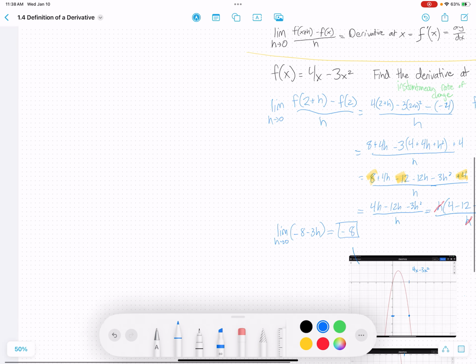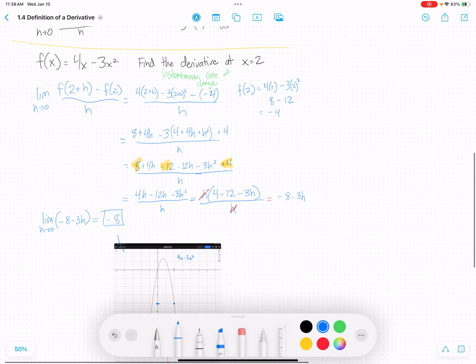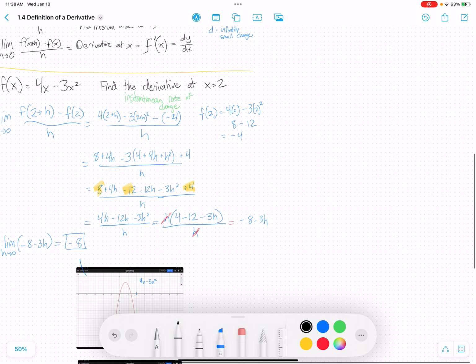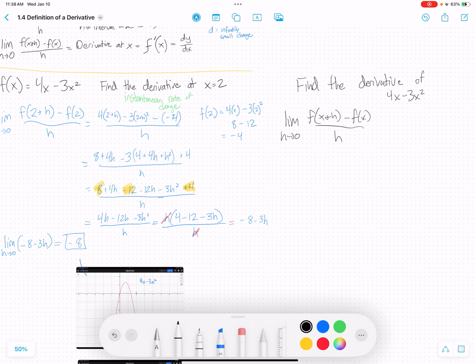So I'm going to come back up here and say, what if we find the derivative of 4x minus 3x squared, and I'm not going to specify where. I'm just saying find the derivative of this function. Well, I'm still going to use the difference quotient. But in this case, since I don't have a specific x value, I'm just going to leave it as x, and I'll go from there.